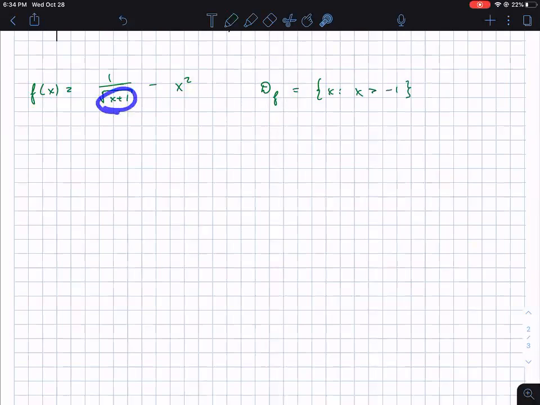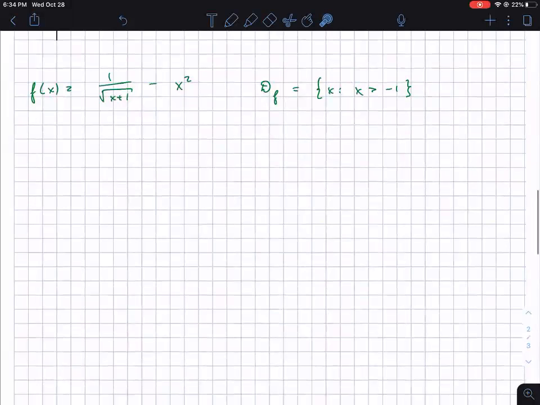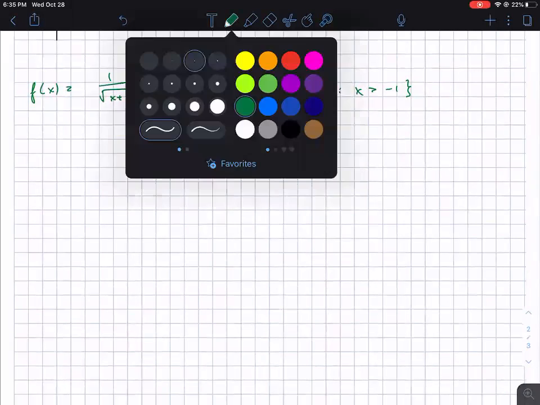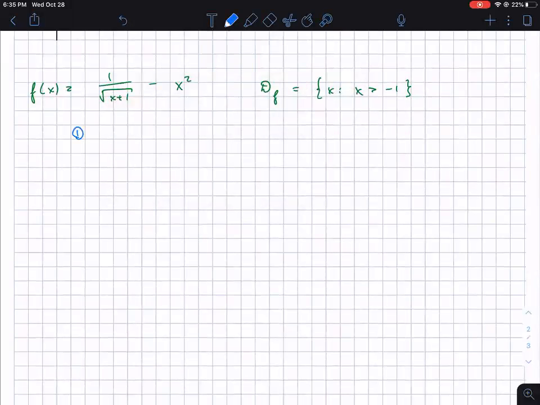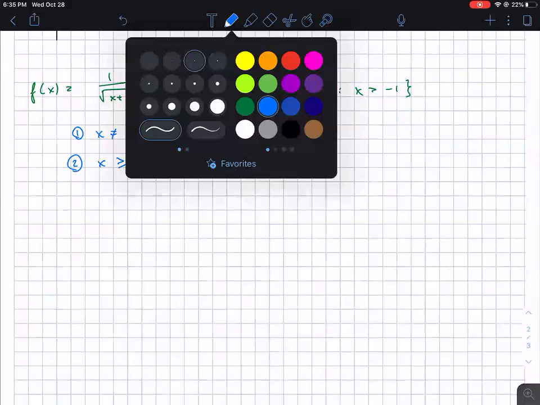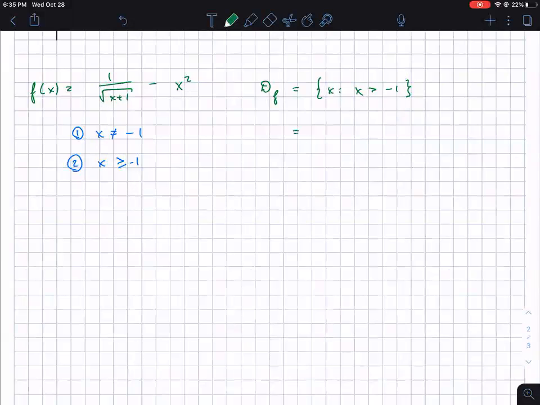Because you have a denominator here. So the following thing has to happen: x has to be not equal to -1. So what do we have here? We have two things. Number one, x cannot be equal to -1 because then you're dividing by 0. And the second thing, x has to be bigger than or equal to -1 because otherwise you're taking the square root of a negative number. When you combine them together, you end up with x strictly bigger than -1. Now, if you were to write it in interval notation, you're just going to get this.